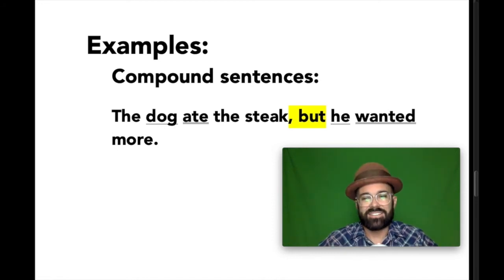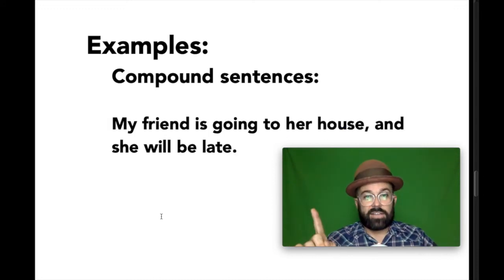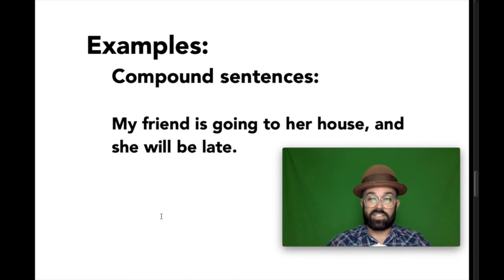But what I've done is I've used a coordinating conjunction to join together two independent clauses. And now this sentence has two separate subjects, not a compound, and two separate verbs. Right? Let's look at another one. Okay. My friend is going to her house. Once again, this one's from before, but now I've added a little bit more information to it. My friend is going to her house and she will be late.